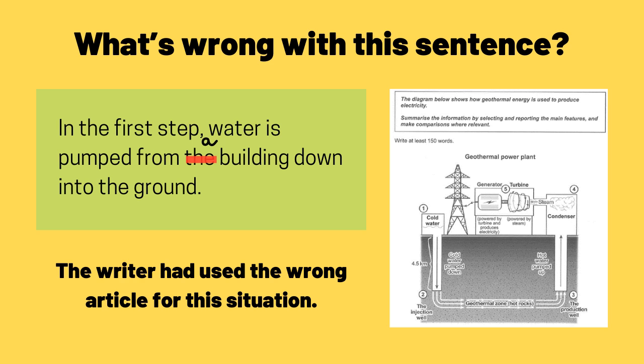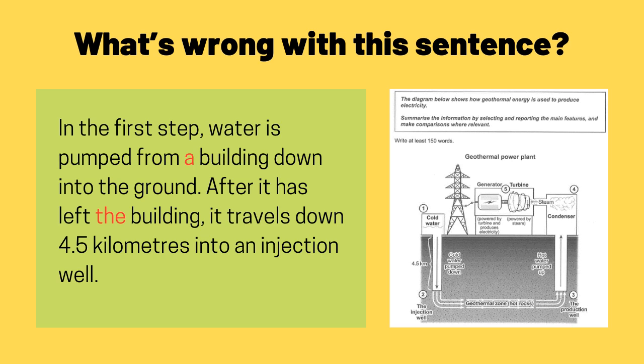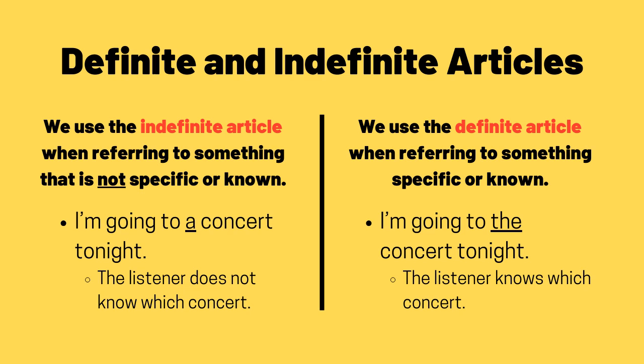Considering that, is it logical to say the building to refer to this building here? No, that's because the reader cannot see it and you have not yet introduced it. When we first mention something, we should say a. Later, when we refer back to that thing, we can say the. That's because the second time it is a definite, known thing. We use a to refer to things that are indefinite, so it's called the indefinite article.